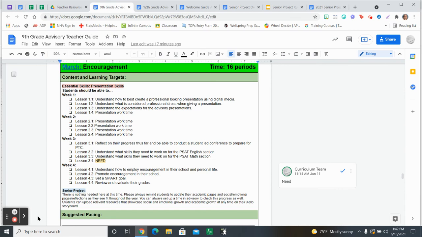And that's essentially it for a quick overview of advisory. So each of these guides can be shared with teachers at your discretion based on who is teaching each advisory level.